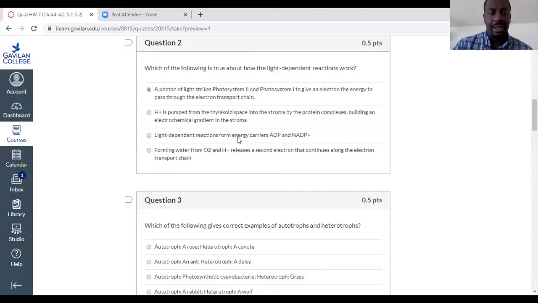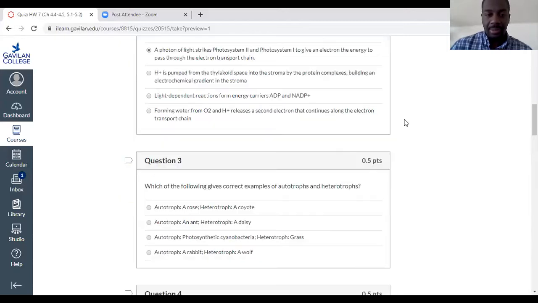What's wrong with C? Light-dependent reactions form the energy carriers ADP and NADP+. What's wrong with C? It's NADPH. NADPH and what else? ATP. ATP, right. So light-dependent reactions are going to form ATP and NADPH, not ADP and NADP+. Perfect. All right, cool.